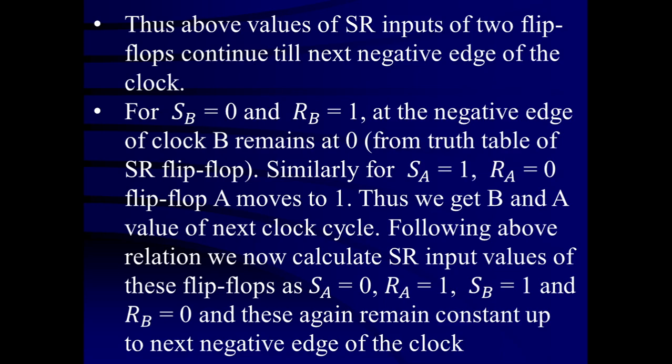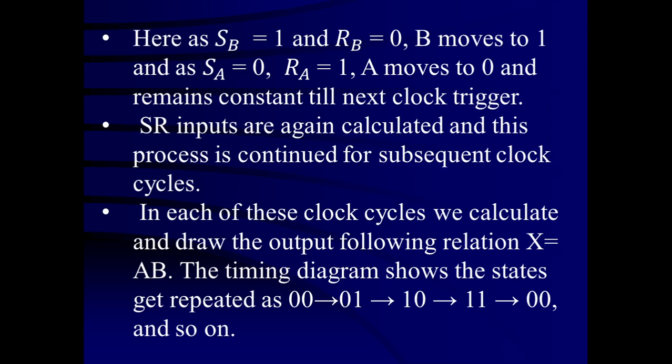So whatever I've described in a waveform, that is written over here. Here as SB is equal to 1 and RB is equal to 0, B moves to 1, and as SA is equal to 0, RA is equal to 1, A moves to 0. Next state output is going to be 0 and remains constant till the next clock trigger. SR inputs are again calculated and this process is continued for subsequent clock cycles.